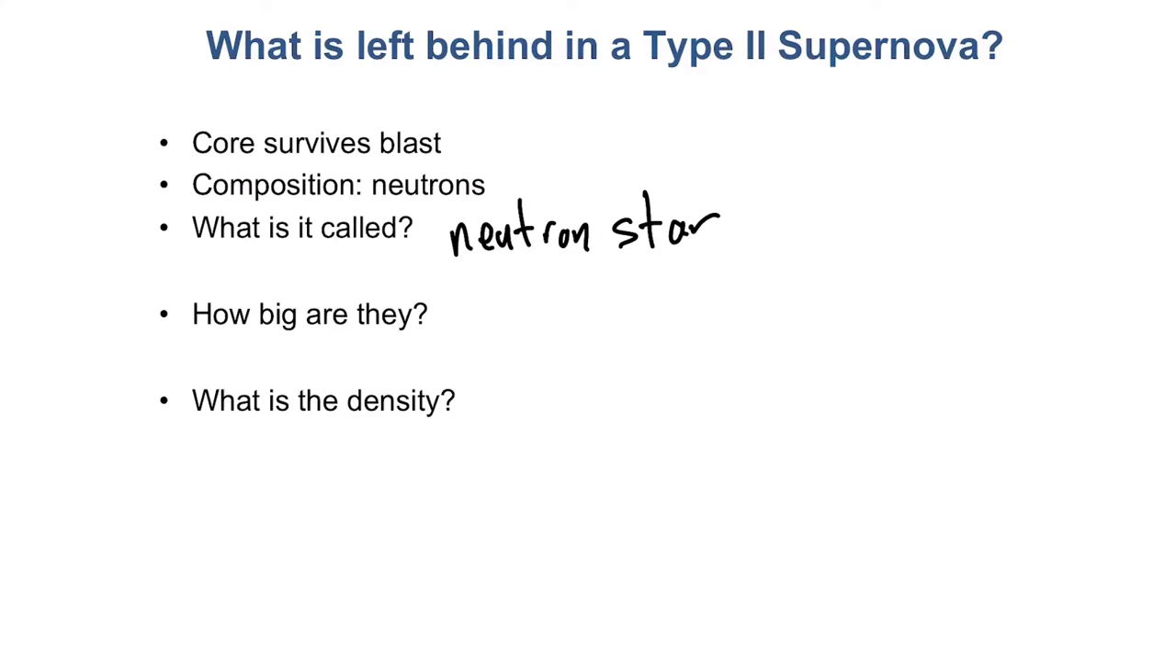And how big are they? Well, they have diameters of about 10 kilometers, or about the size of a small city, a moderate-sized city. What are their densities? This is mind-bogglingly dense material, because this is something that has mass more than the sun compressed down into a space the size of Rochester, right? This is atomic density. This is a density on the order of 10 to the 17 kilograms per cubic meter.